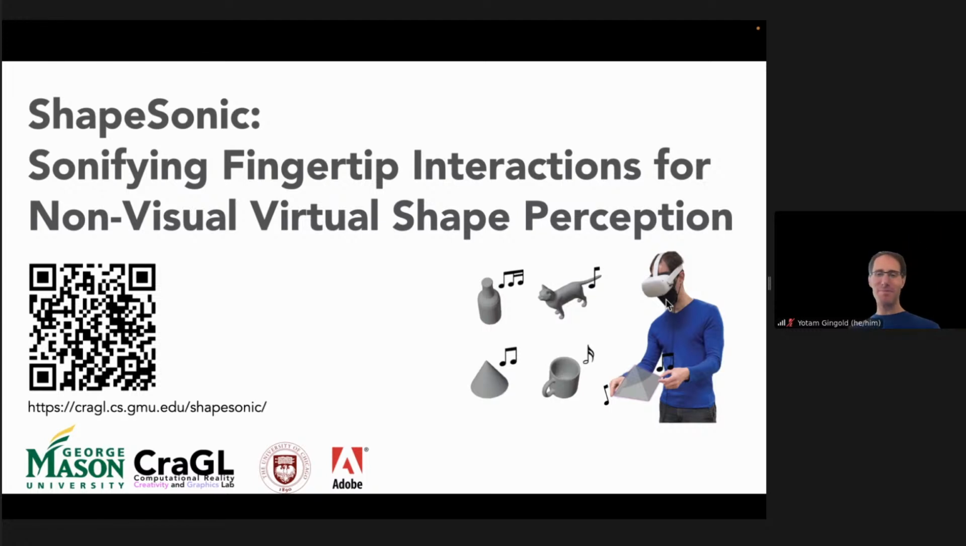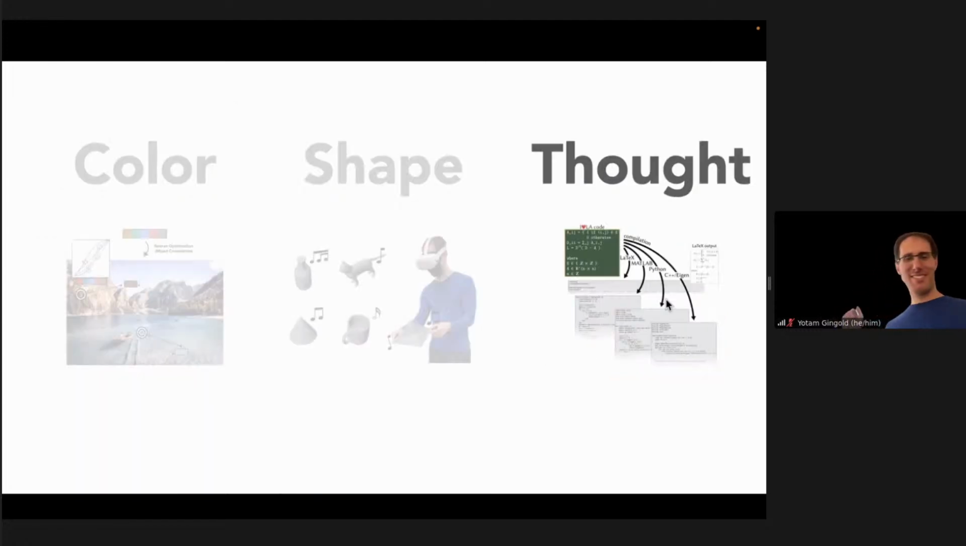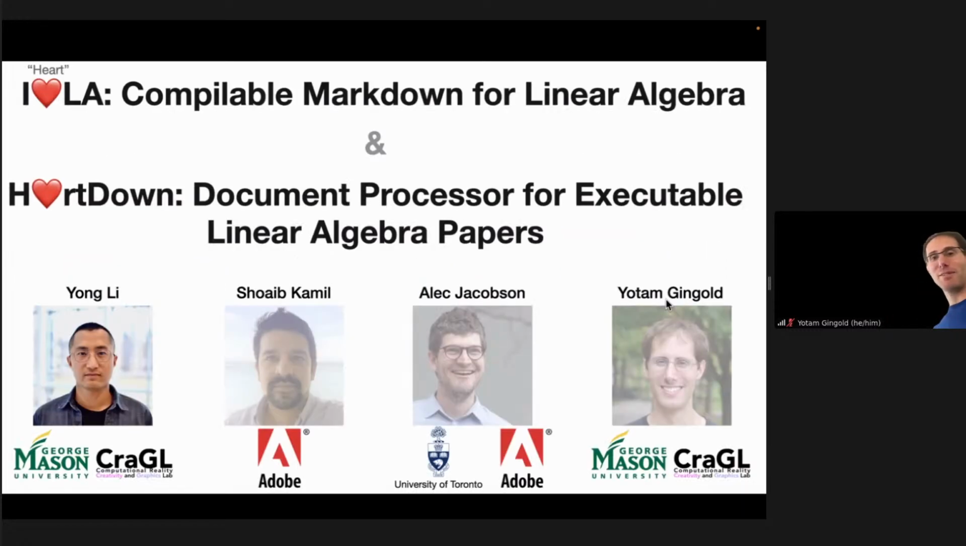All right, so let's talk about thought. Talk about color and shape. Let's talk about thought, and I do have a somewhat specific meaning of thought here. It's about scientific communication, and I'll focus on graphics communication and maybe linear algebra. This is Yang Lee's work, he's on the job market, and I'm going to briefly go over 2 different papers and collaborations.